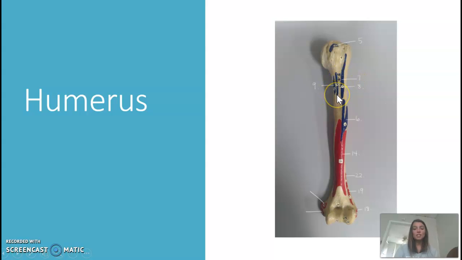Number 8 would be the insertion for the latissimus dorsi. Number 6 would be the insertion for the deltoid. Number 14 would be the origin for the brachialis. Number 22 would be the origin for the brachioradialis.